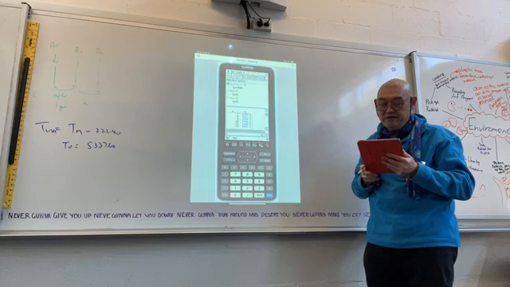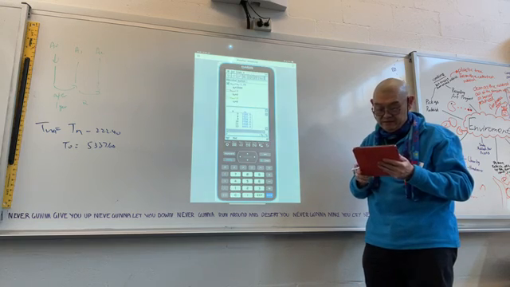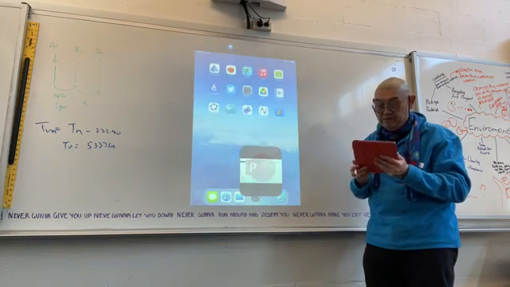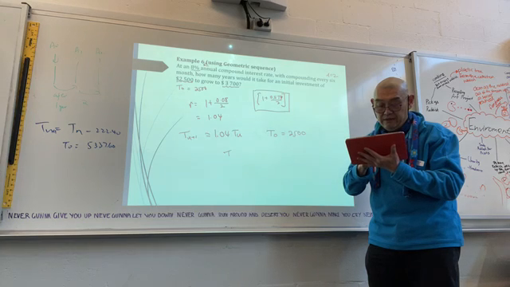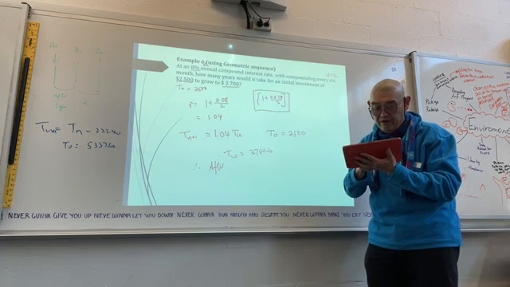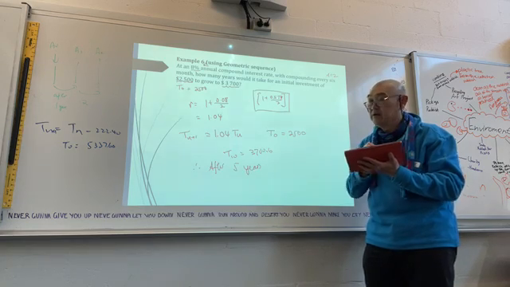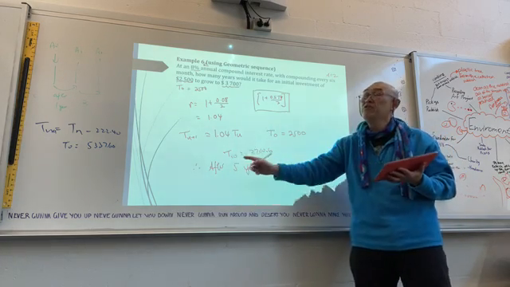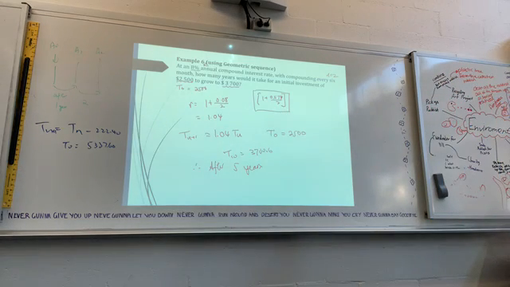So T10 is 3700.6. Therefore, it is after 5 years. Alright, think about it. T10 is not every year. T10 this time is the end of a 6-monthly period. Just recall that.